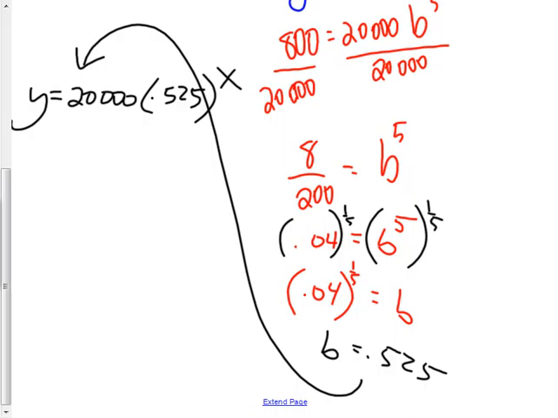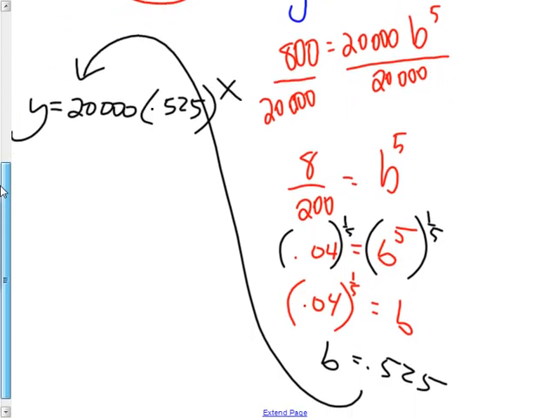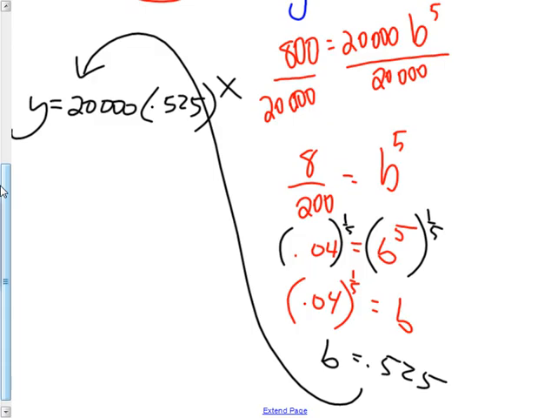Did you guys get 20,000 and then 0.525 to the x? Raise your hand if you had that equation. Awesome. We're on the same track. If you didn't, you could look at my work up here to see what happened. Then, just a quick check. When will there be 1,000 birds? 1,000 goes here.